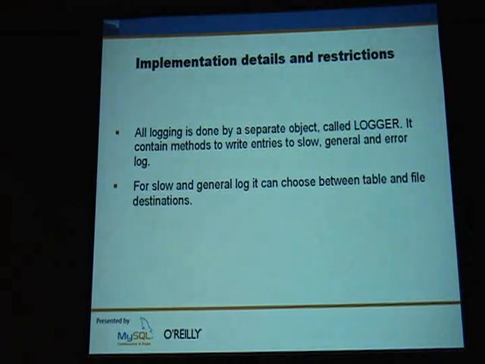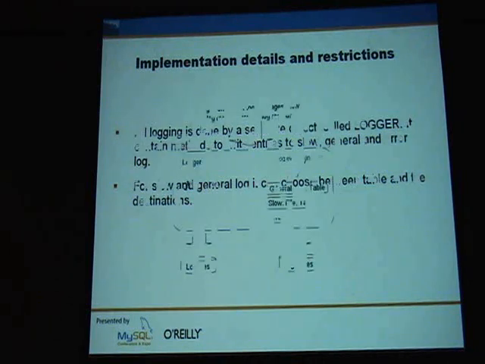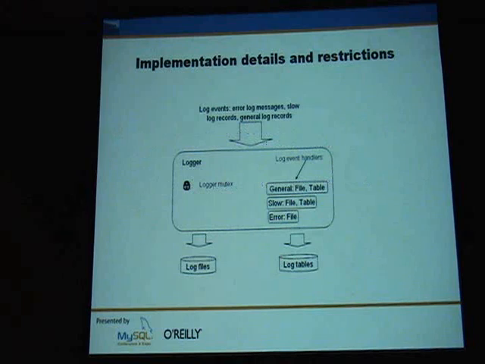So the implementation is more or less straightforward. There is a special object called logger, and there is an interface to it. All log events go to it. And for slow and general logs, there is a way to switch between two destinations. You can either write to the table or to the file. So there is a special mutex which controls the access to the object, and all the data comes in, and then goes either to file, to table, or to both.